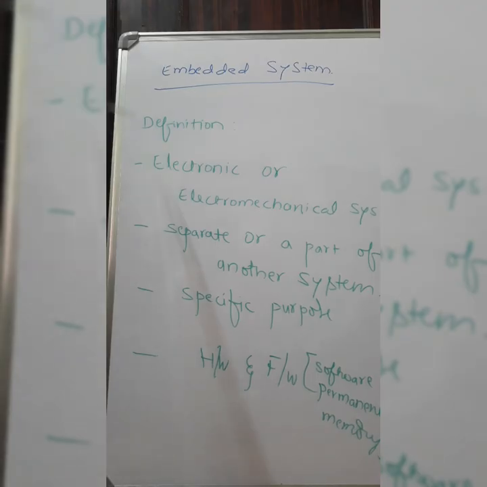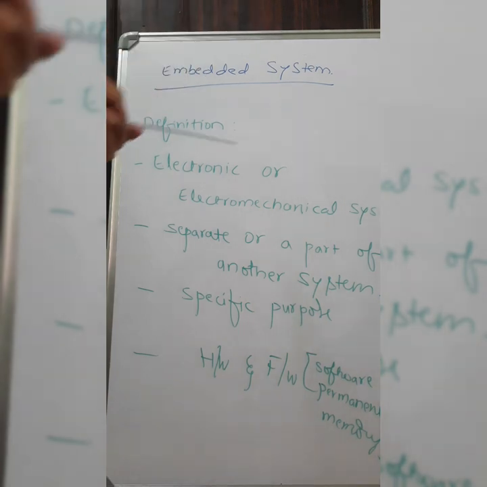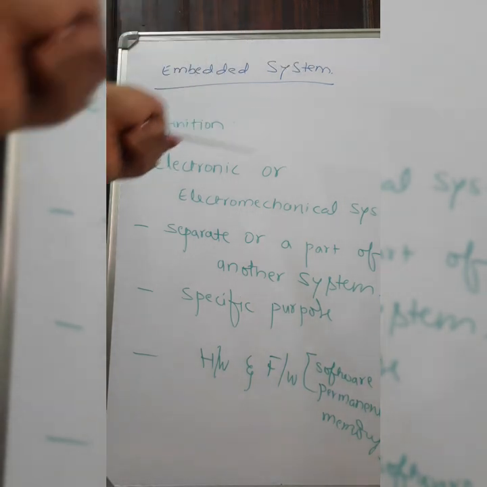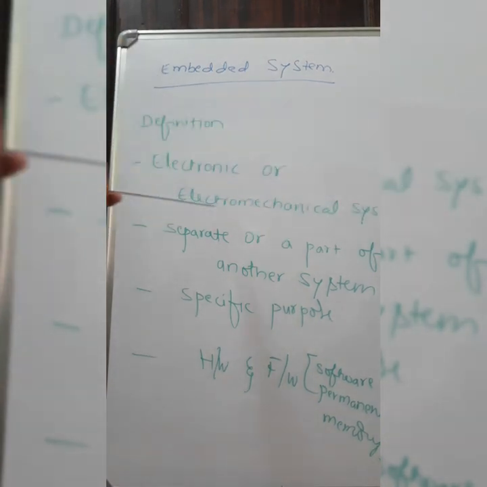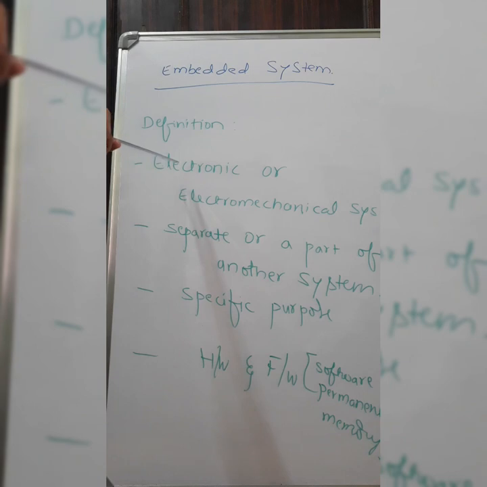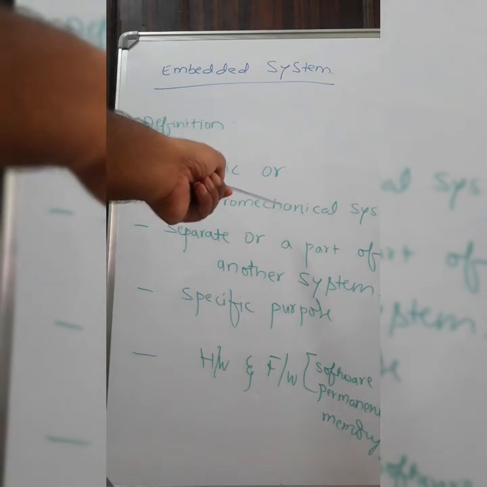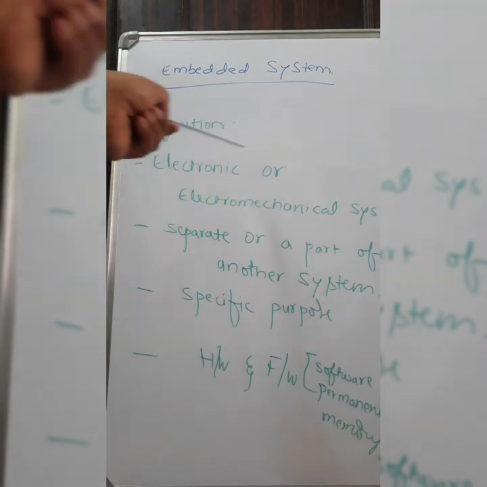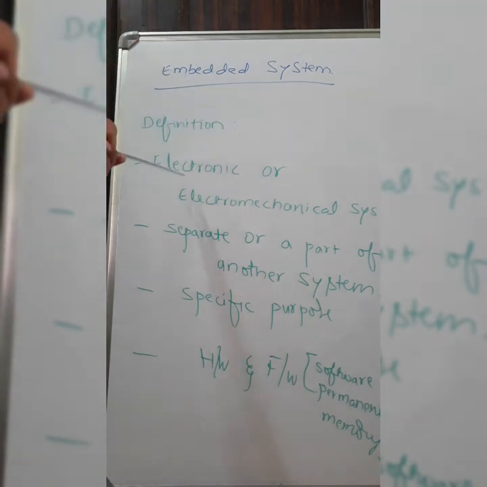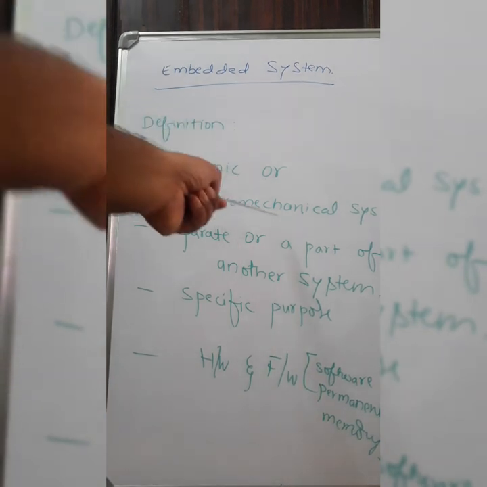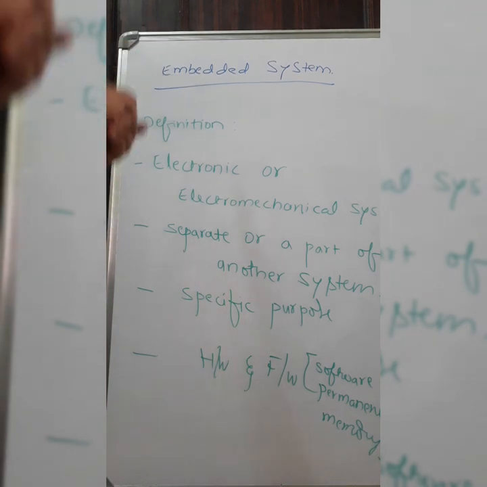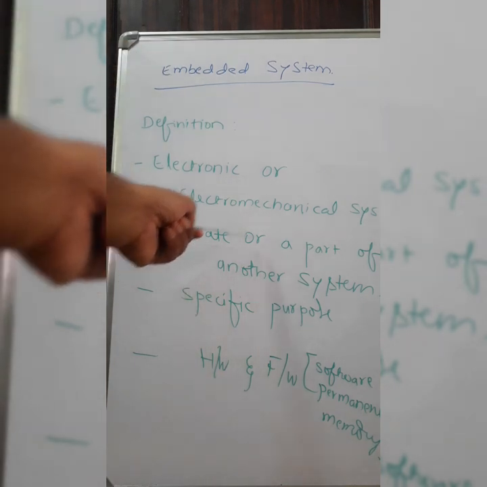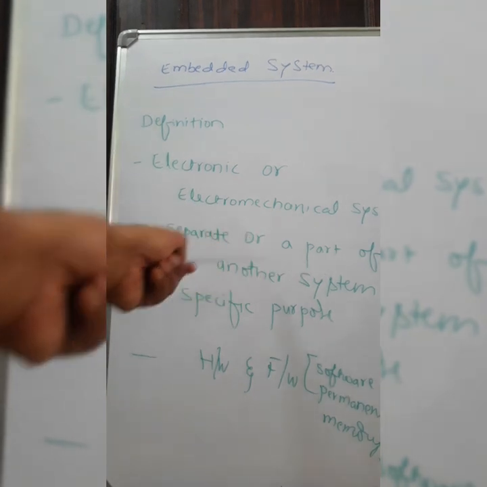Everybody, let me define embedded system. Embedded system is an electronic or electromechanical system. That means there could be electronic components and devices, there can be circuit as well as some moving parts. So put together, embedded system is an electronic or electromechanical system. It can be separate. That means it can be a single system or it can be a part of another system.